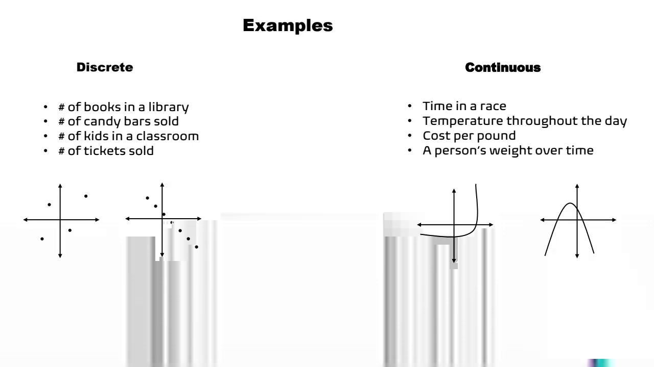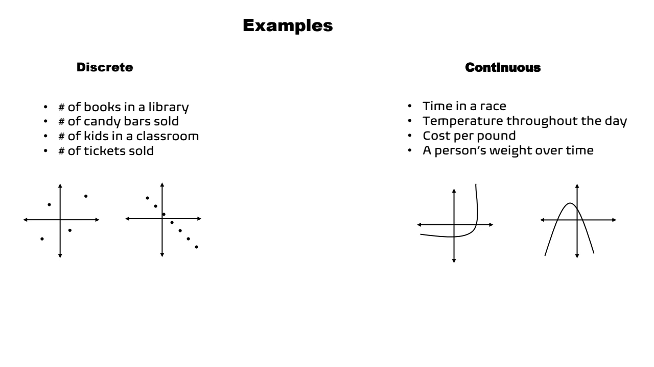So before we get into domain and range, let's go ahead and review discrete and continuous data. So here we have some examples of the differences between discrete and continuous. So for examples for discrete, those are variables such as number of books in a library, number of candy bars sold, number of kids in a classroom, and number of tickets sold. So these are all items that we are counting. So if we were to go purchase a ticket, we're not going to buy half of a ticket. We're going to purchase a whole ticket. Or if we're counting the number of books in a library, we're not going to count half of a book. We're going to count all the books as one whole book.